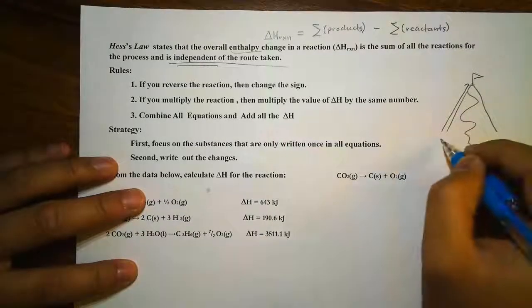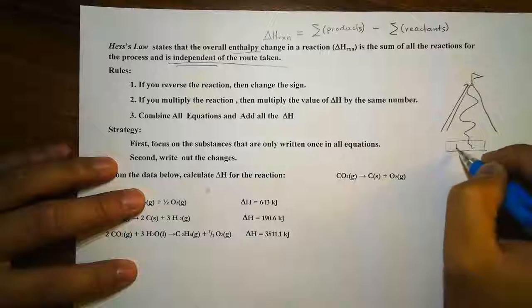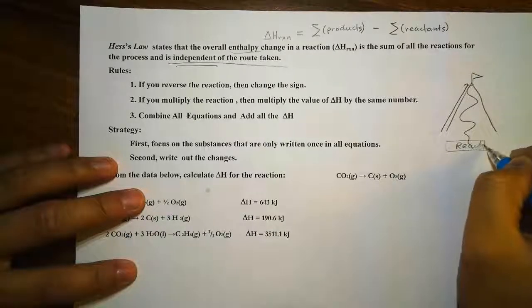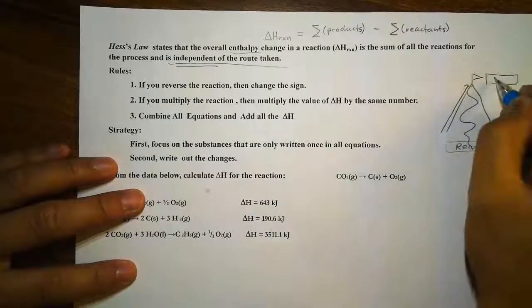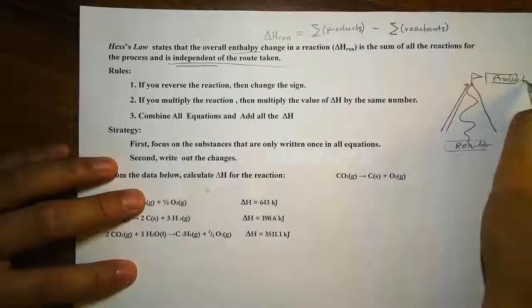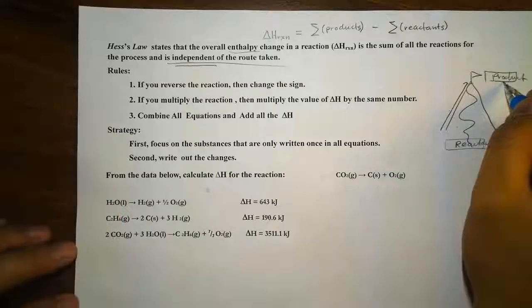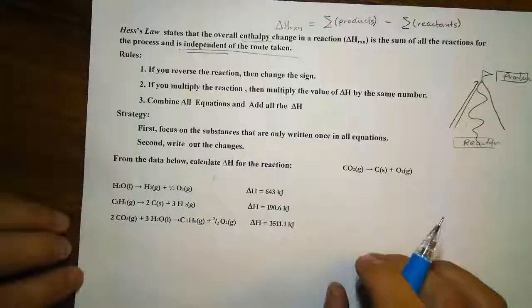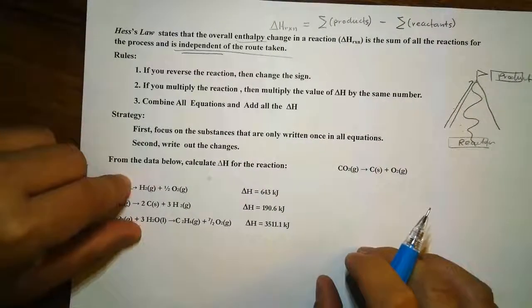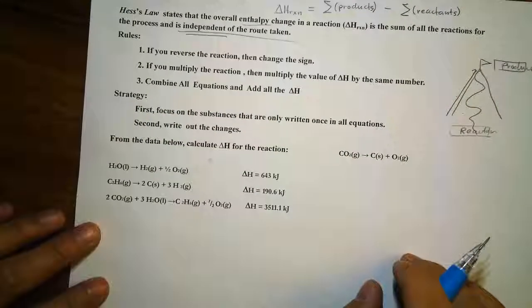Does that make sense? So you have your reactants over here, okay? And this will be your product. So it doesn't matter which path you take, you still get your product in the end. And that's the beauty behind Hess's law. You can manipulate these equations to get what you want.